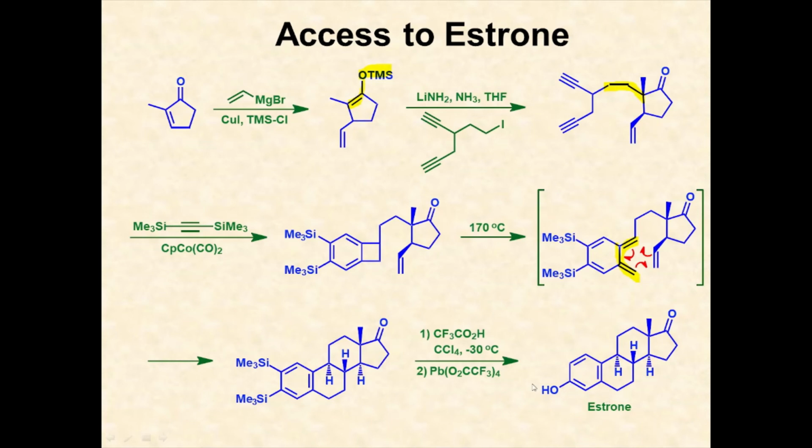And that step is done in 2 steps. First, trifluoroacetic acid in carbon tetrachloride at very low temperature reacts for desilylation, followed by oxidation with lead tetraacetate, or the lead trifluoroacetate compound, which is an oxidizing agent, and then it gives estrone as the major product. So we realize how the Diels-Alder reaction can be used as a simple tool, in one of the steps, to access biologically active compounds.